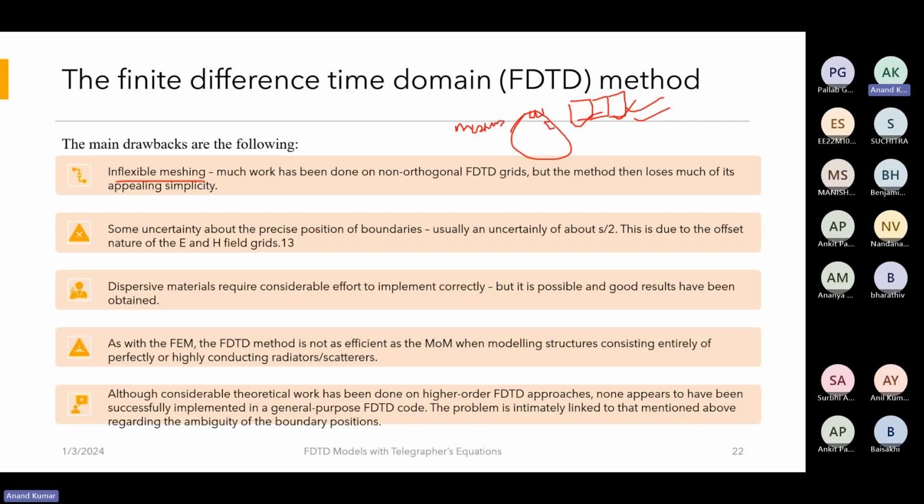There are some uncertainties about the precise position of boundaries. We saw when we were making the Yee grid that we are solving the H field over here and the E field over here and then the H field over here. So there are some uncertainties because we are not solving the electric field and magnetic field at the same points. We're solving them at different points in space and time. If you are to give the value of the electric field and magnetic field at the same point, you won't be able to do that in FDTD.